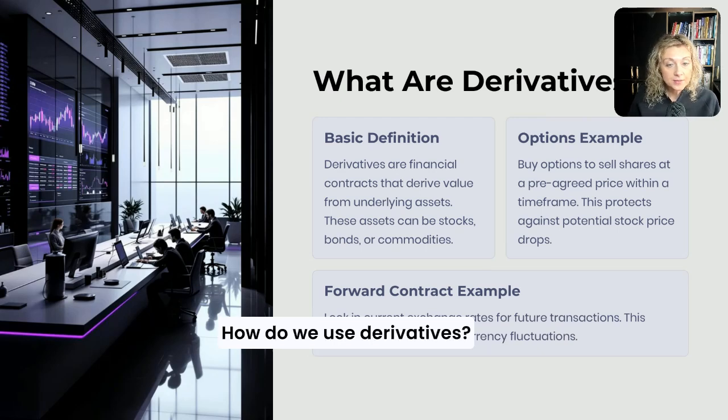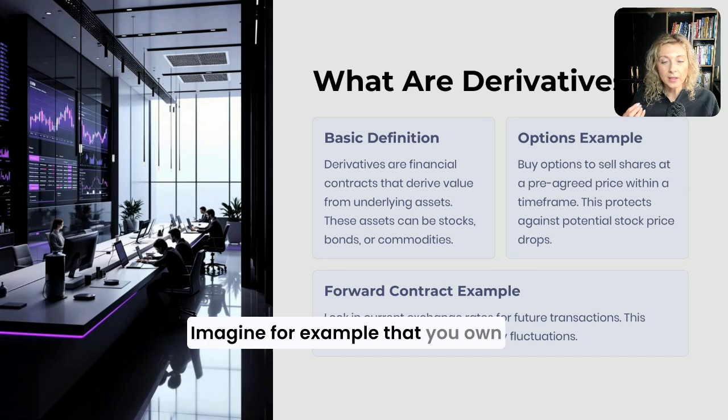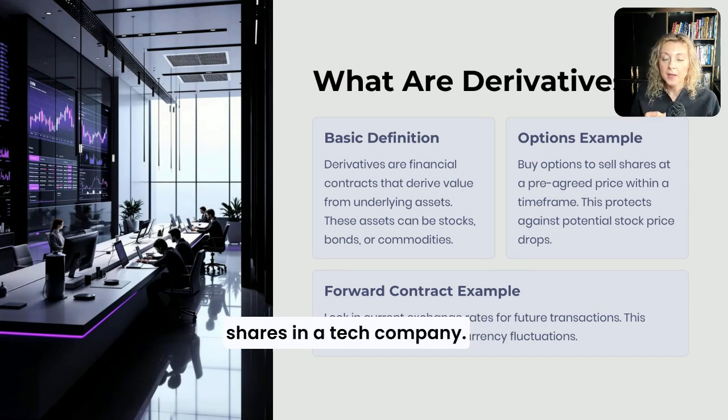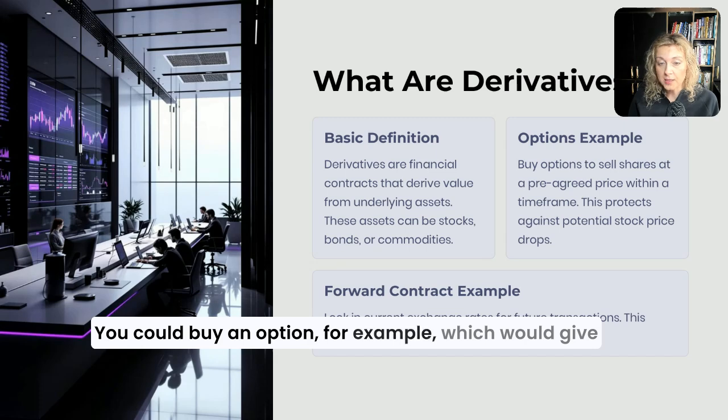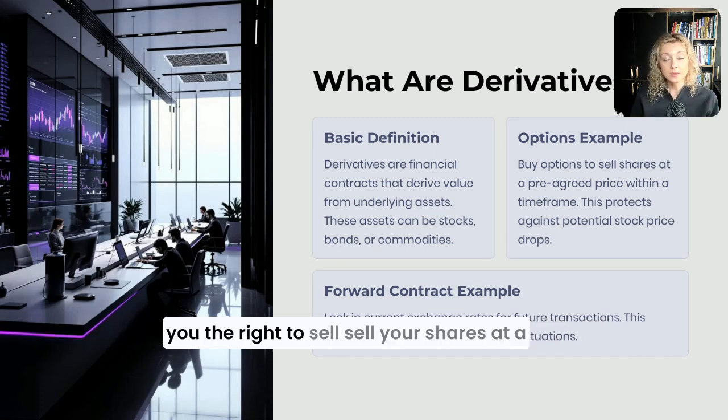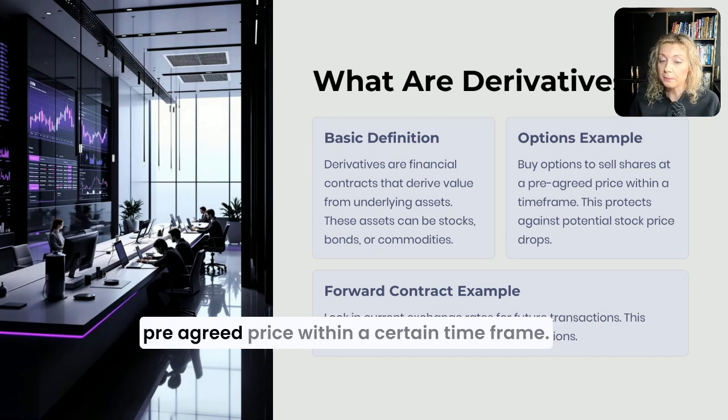How do we use derivatives? Imagine, for example, that you own shares in a tech company. You may be worried that the stock price may drop dramatically. You could buy an option, for example, which would give you the right to sell your shares at a pre-agreed price within a certain time frame.